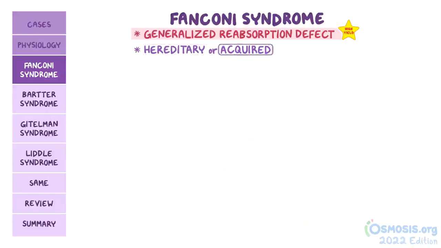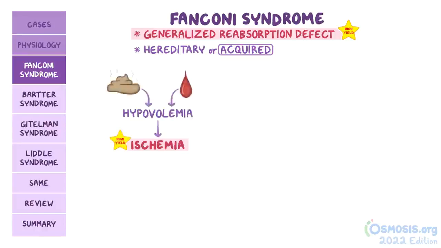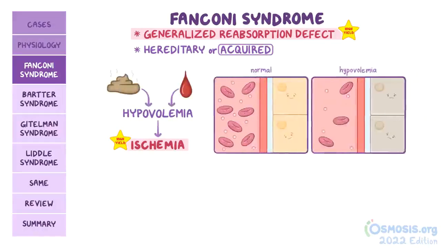Alright, next there's acquired Fanconi syndrome that can happen with ischemia. Now, renal ischemia has a lot of causes, like hypovolemia, which in turn also has a lot of causes, like diarrhea or acute hemorrhage. Now, hypovolemia leads to less blood flow to the kidneys, and this means that the cells are not getting all the blood supply and nutrients they need, and this can damage the proximal convoluted tubule, leading to Fanconi syndrome.